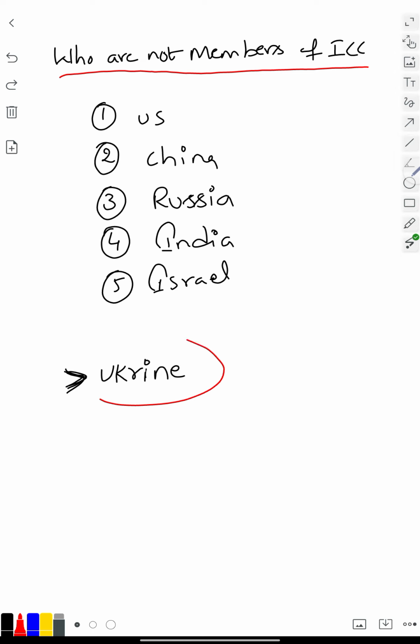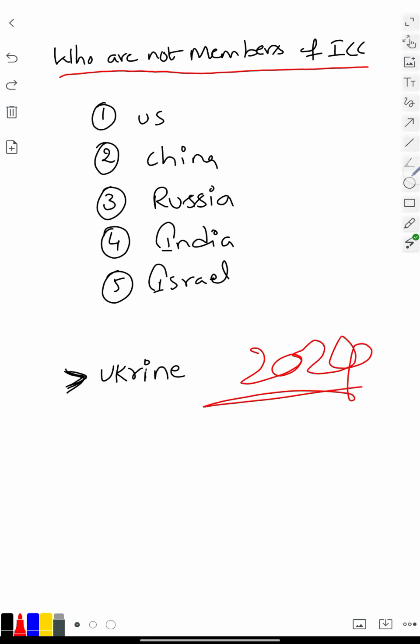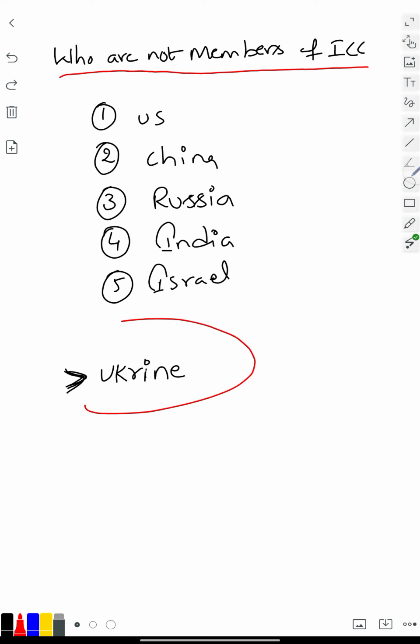And Ukraine became part of ICC in 2024. Okay, so Ukraine is part of ICC. They will give the list of who are not members, including Ukraine. So Ukraine became a member in 2024. So all these countries, including India, are not part of ICC. Okay, this one should be remembered.